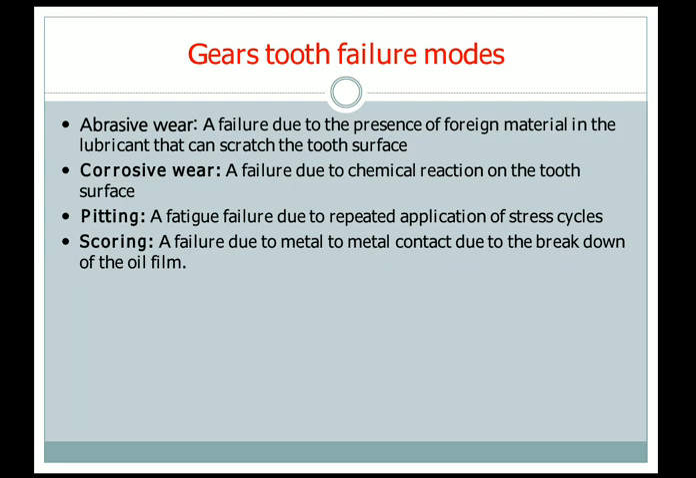Next is scoring. It is a failure due to metal contact due to the breakdown of the oil film. As I said, we have to supply lubrication when the gears are in contact and operating. When the two gears are touching each other or mating each other, and at that point the lubrication oil is not present, then there are chances of friction between both gears, and it causes scoring or wear of gear teeth surfaces, and this causes gear teeth failure.